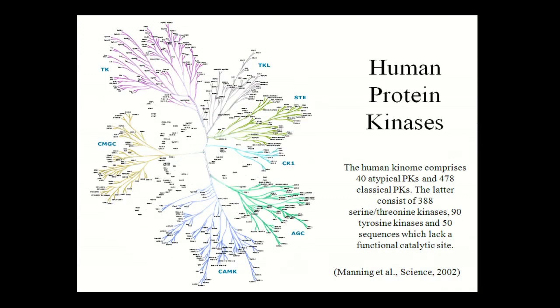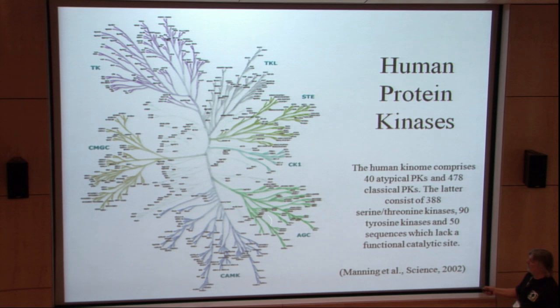And this is a visualization from a paper in Science 10 years ago by Gerard Manning, who's from Cork in Ireland. That's neither here nor there. But this is a tree of just the human protein kinases, and you can't see anything except these colors, which correspond to different functional groups of kinases, and they're also evolutionary groups.